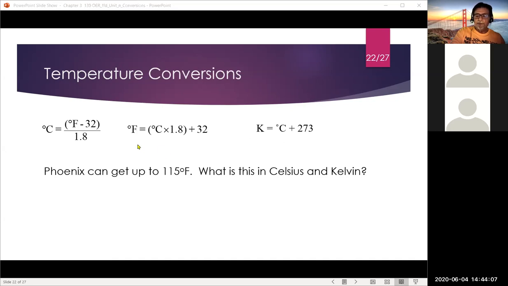So if you're given the temperature in Fahrenheit and you need the temperature in Kelvin, you first convert from Fahrenheit to Celsius, and then you add 273. And that's what this problem says here. Phoenix can get up to 115 Fahrenheit. What is this in Celsius, and what is it in Kelvin? You plug the numbers in, and you should come up with 46 Celsius and 319 Kelvin.